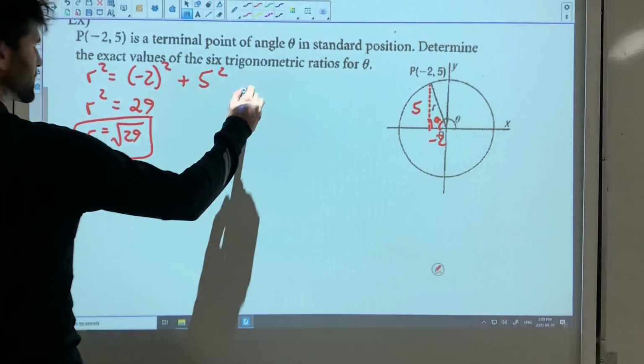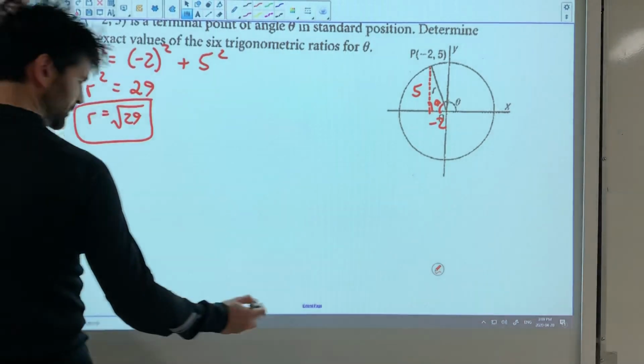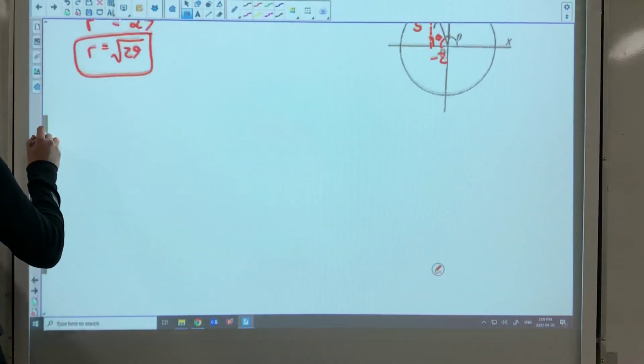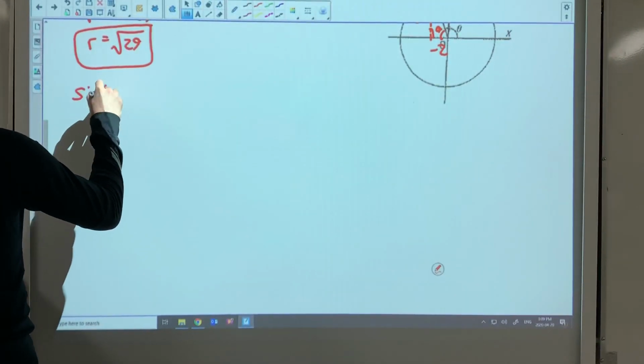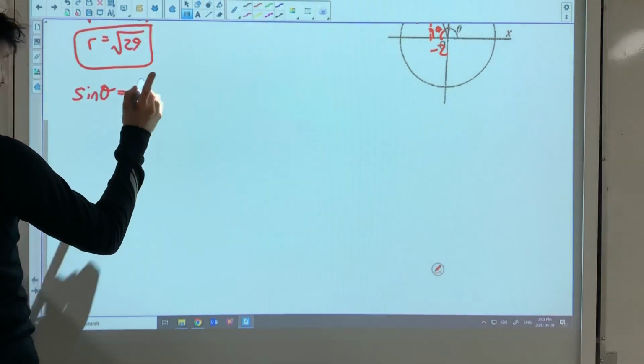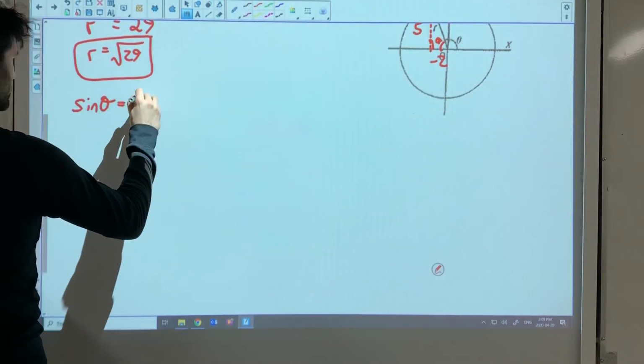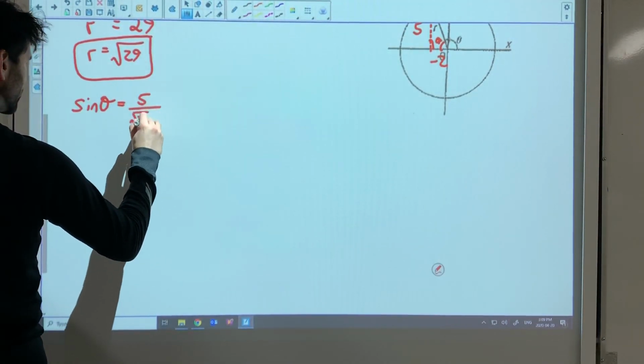Yeah, here we go. Let's do it down here. What I'm going to do is say sine theta. Now remember, that is y over r. So the y value is 5. The r value is square root 29.